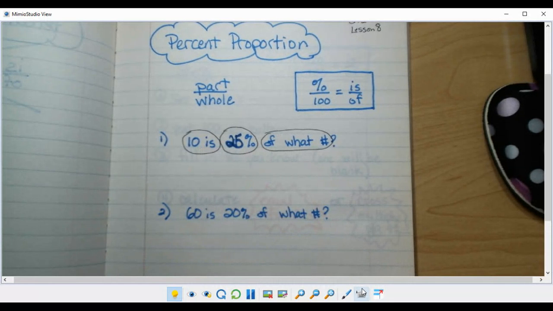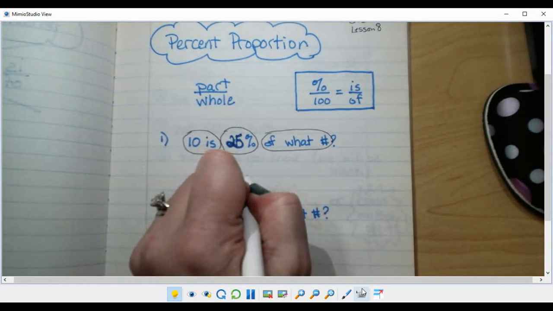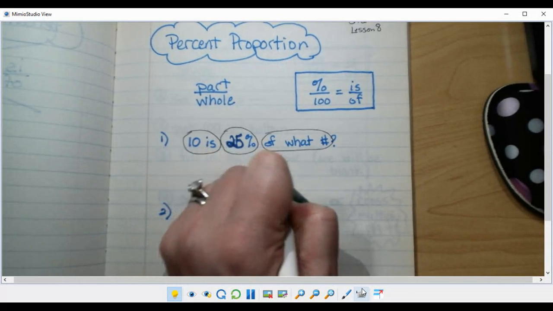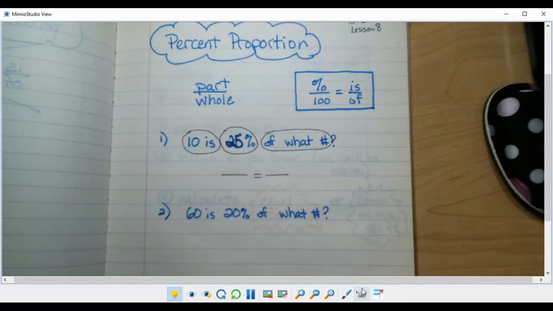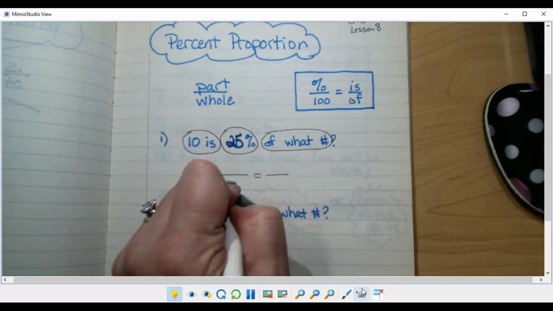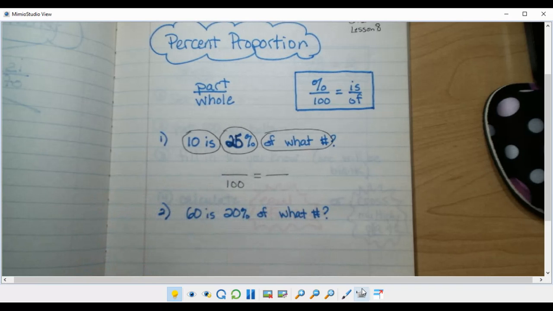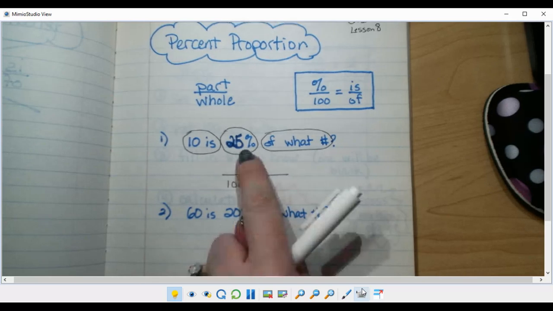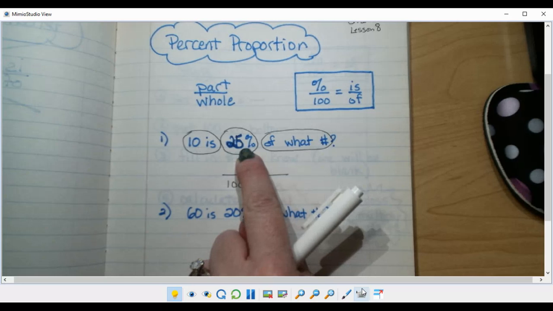Now, let's set up the structure of our formula. I call this line equals line. It's really 2 fraction bars with an equal sign in the middle. I can fill in the 100 right away because that will always be on the bottom and it will always be 100. Then I can start filling things in. I think the easiest thing to fill in is the percent because it's got a percent sign with it. So I see here I have the 25% with the sign.